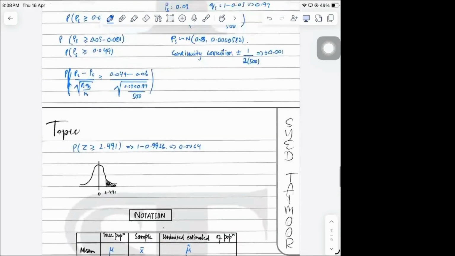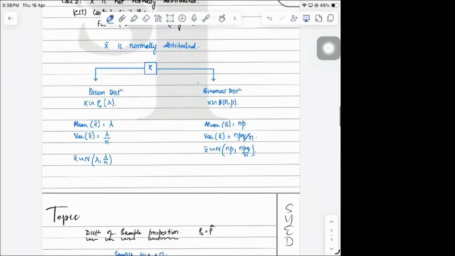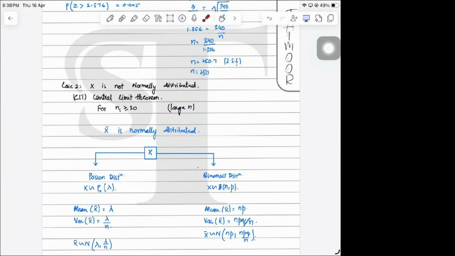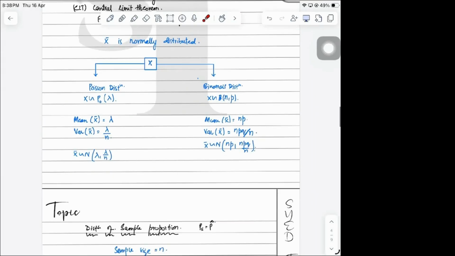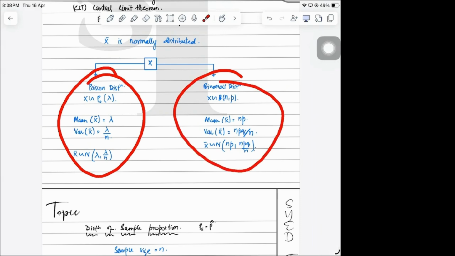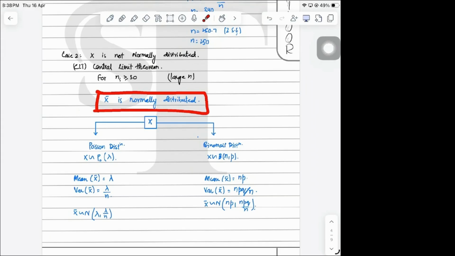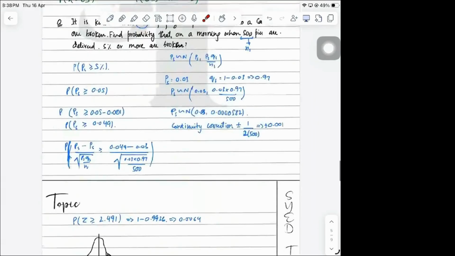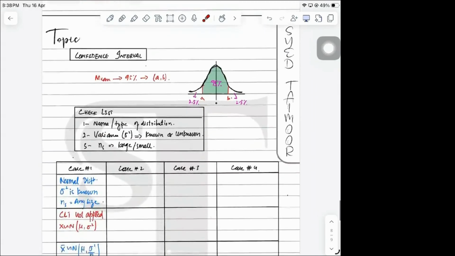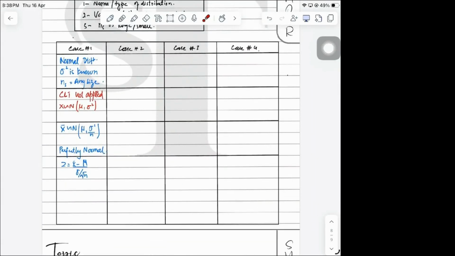What's the central limit theorem again? Again, it's over here: X is not normally distributed, so the CLT applies. Do you remember the central limit theorem? It can be the Poisson distribution, or the binomial distribution. When you make it normal, X bar is normally distributed. Yeah, I understand. And at that time we can say that it is approximately normal, not perfectly. I'm going to the next part now.